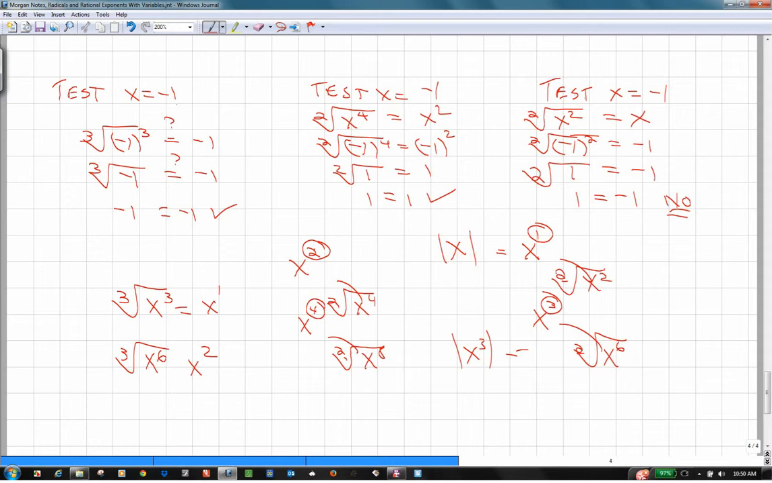Okay? So let's review how we're going to deal with that situation. It only occurs on radicals where I have even indexes. When I simplify the radical for a variable, and the variable comes out and it has an odd power coming out of the radical, then I need to use absolute values to take care of any negative.